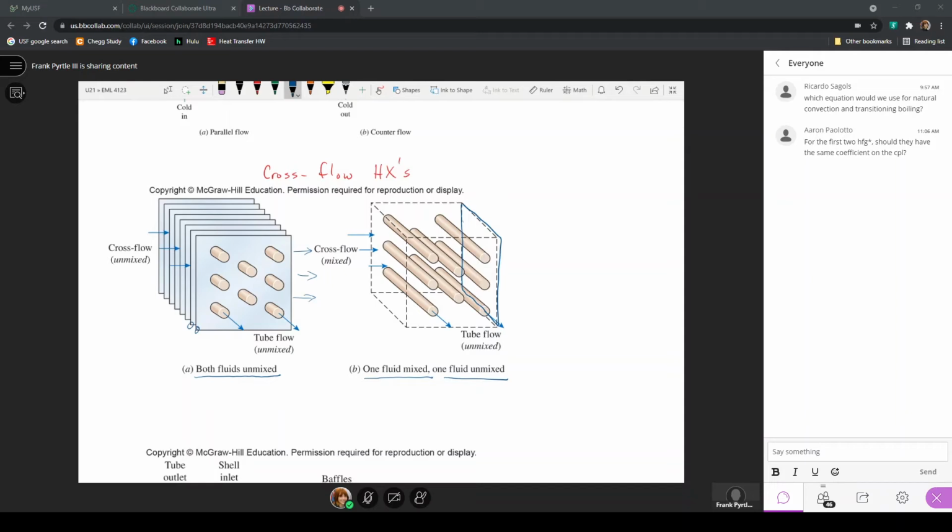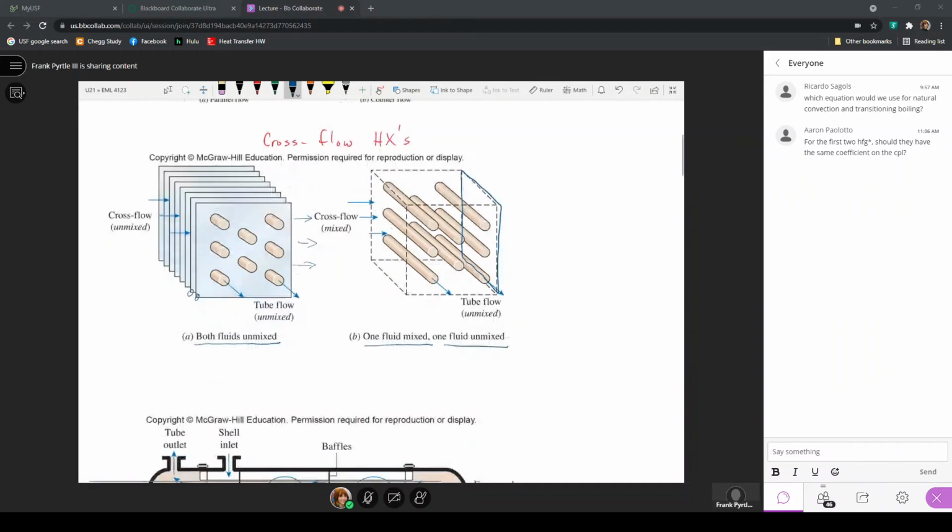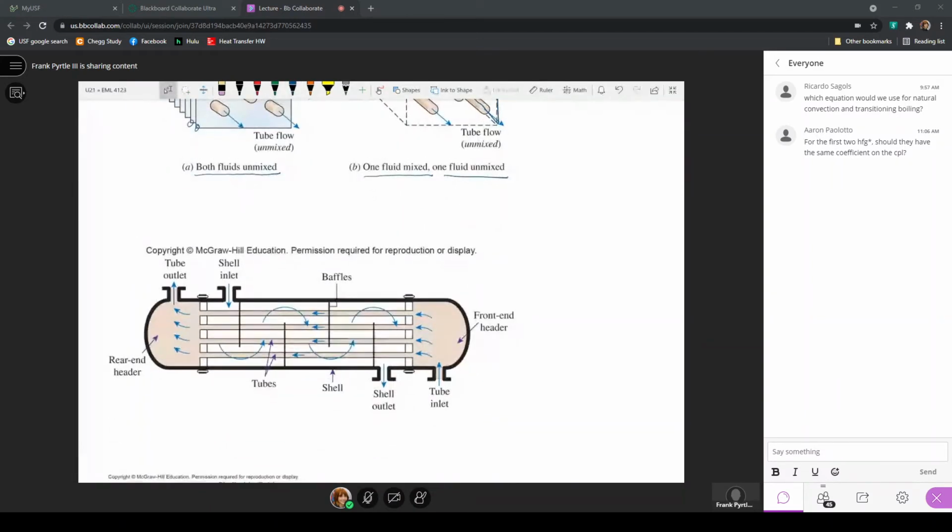And this is the type of heat exchanger that is most common for air conditioning systems on the evaporator and the condenser side, and also in vehicle radiators. They're usually the both fluids unmixed type of heat exchanger. So cross-flow heat exchangers are one type of heat exchanger. We also have what are called shell and tube heat exchangers.